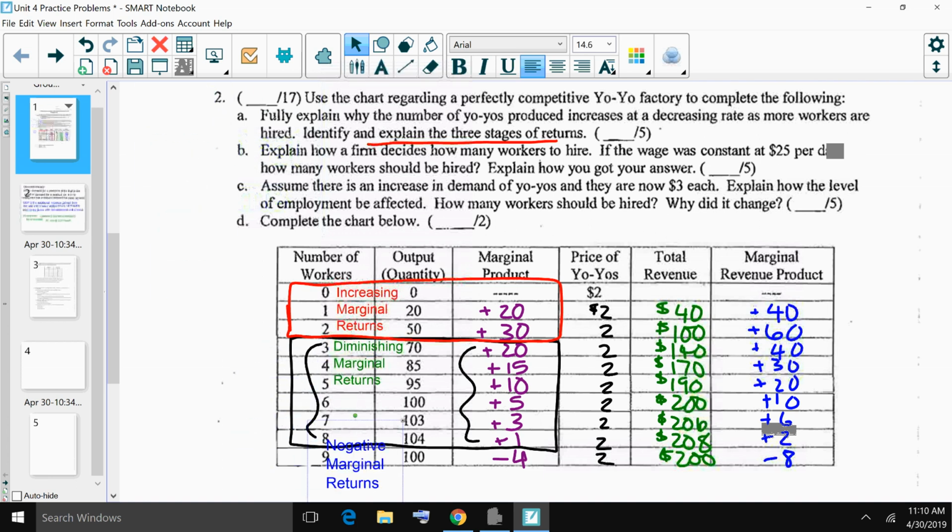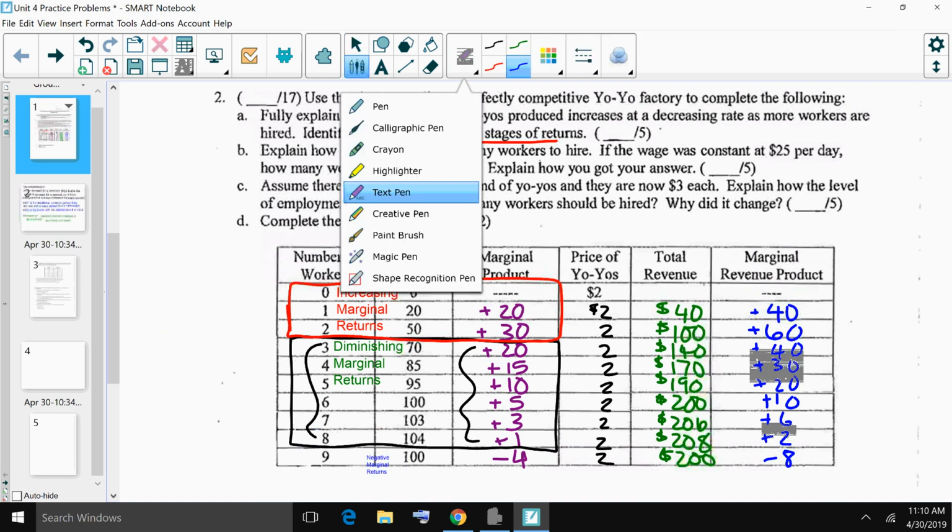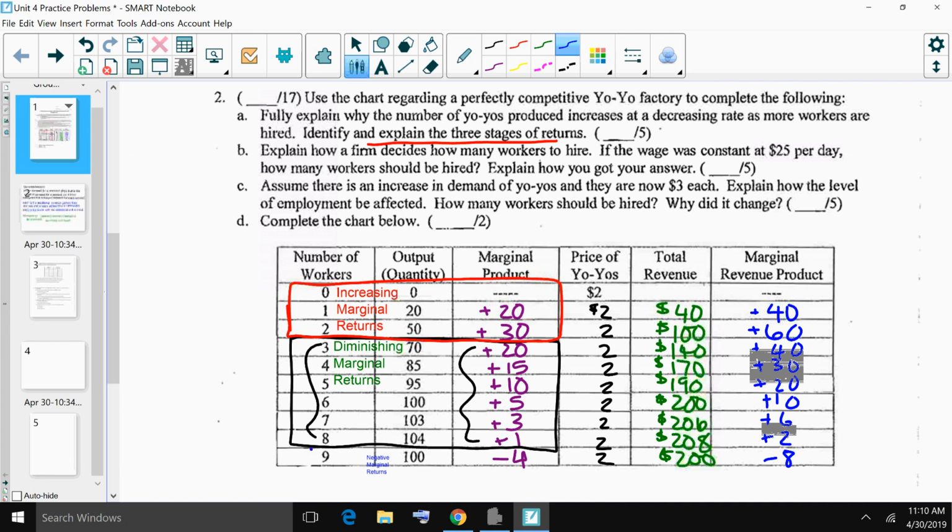Okay, negative marginal returns. This is the one that's happening down here. Let me make that a little smaller, so you can see that's down here. Negative marginal returns. And that's at the 9th worker where our marginal productivity goes negative.